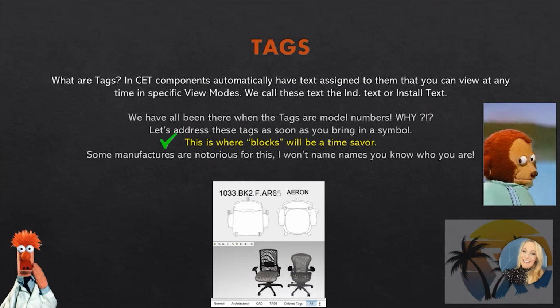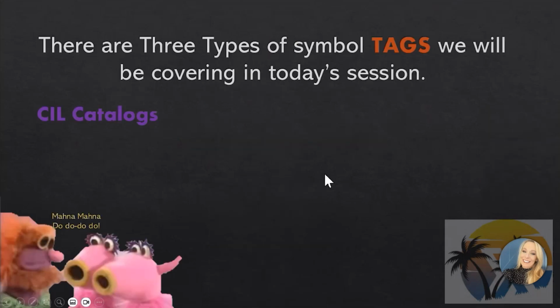All tags are not the same. Each manufacturer is different. Some are better, some are not, and we know who you are. So we as designers would love our tags to have the model number, not the actual part number that it takes to make that chair or that panel. So we have to go in and change it. We also would prefer the category to be on the correct category and not set on the CET layer.